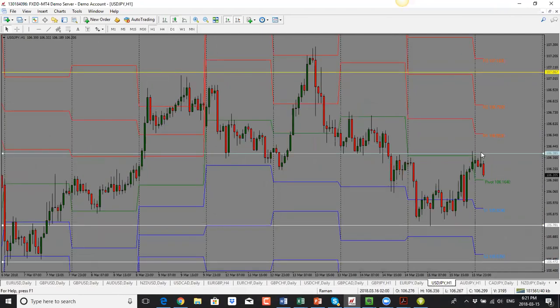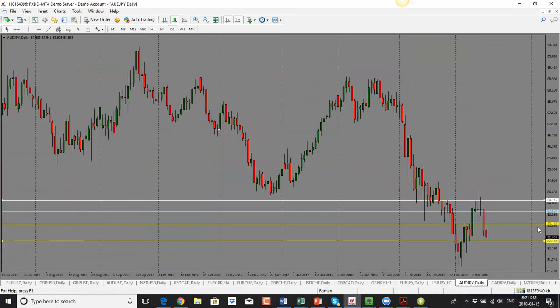Looking at the 1 hour here, see how price is holding below this previous level, which gives us an indication that price is likely to drop, especially if all the yen crosses drop, this would drop as well. So bias is to the downside.